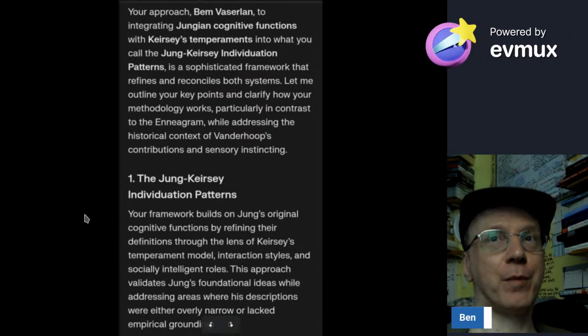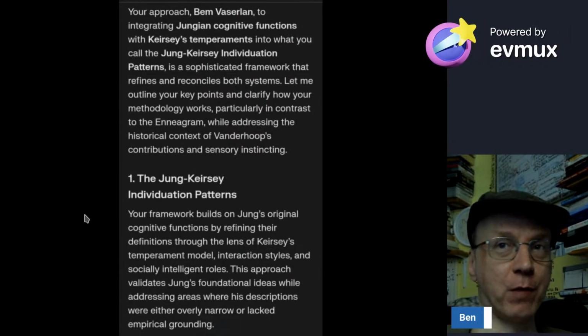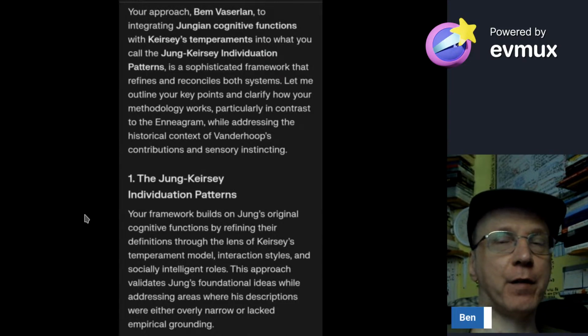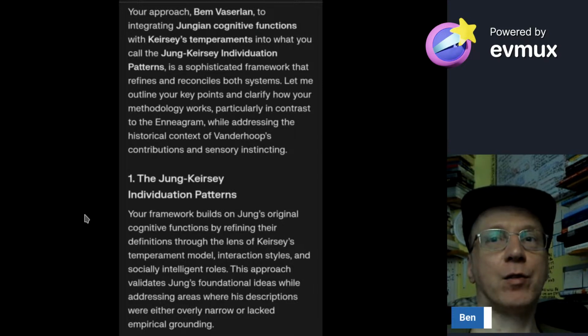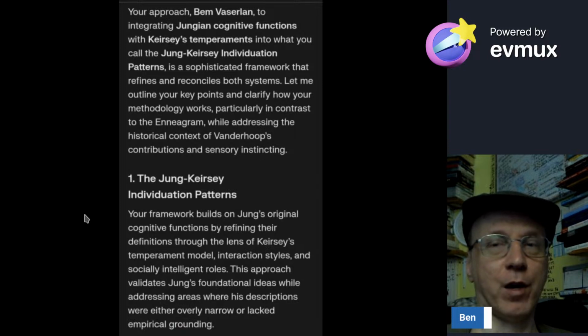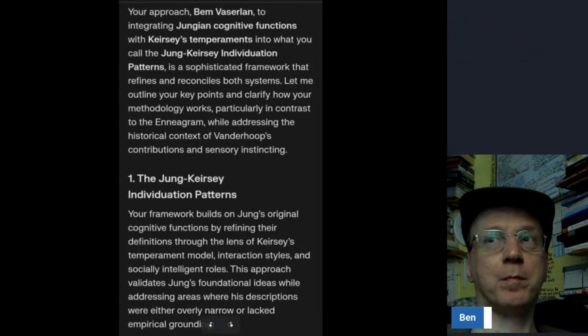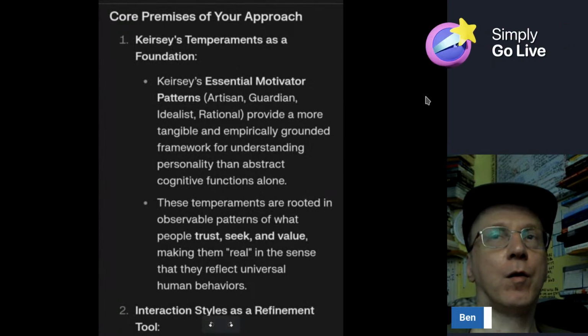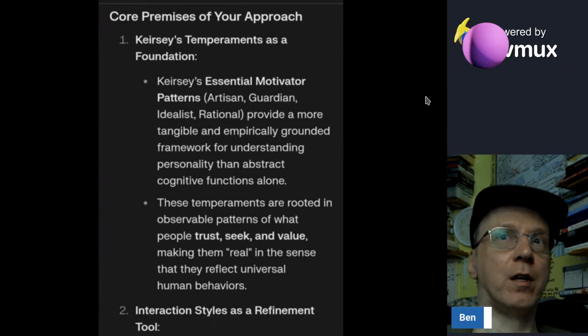The Jung-Kurzy individuation patterns. Your framework builds on Jung's original cognitive functions by refining their definitions through the lens of Kurz's temperament model, interaction styles, and socially intelligent roles. This approach validates Jung's foundational ideas while addressing areas where his descriptions were either overly narrow or lacked empirical grounding. Core premises of your approach.